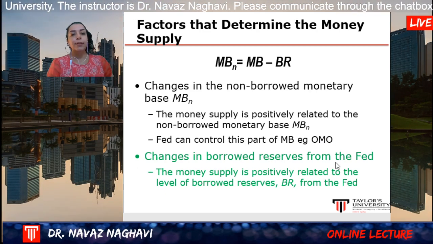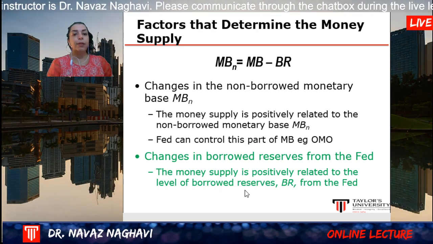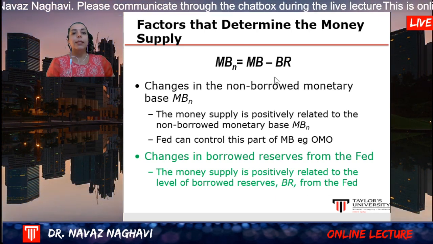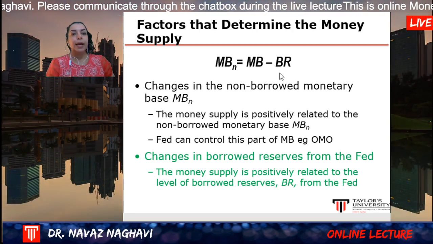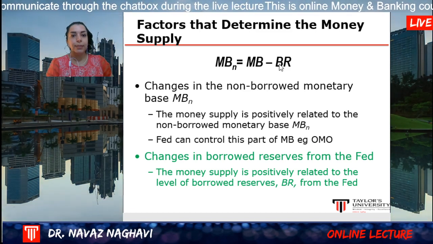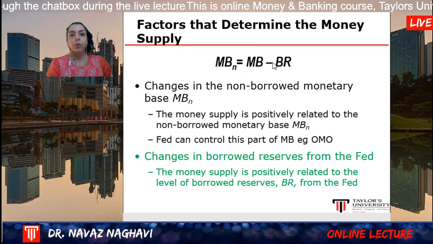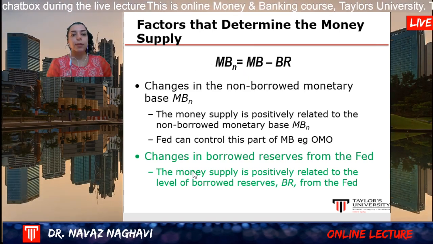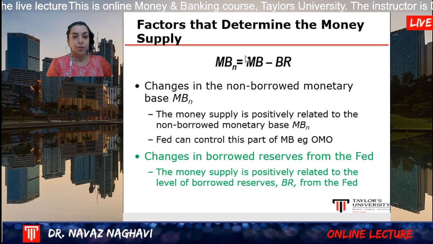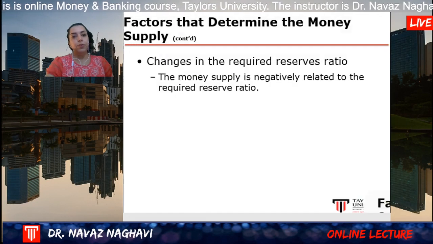Changes in borrowed reserve from the Fed. The money supply is positively related to the level of the borrowed reserve, BR, from the Fed. So it means that MB is positively related to BR as well. How can you say that? Because if you take BR to this side of the equation, you can see that BR and MB both affect the monetary base, right? So you take BR this side, it will be positive. That's why the changes in borrowed reserve are positively related to monetary base. And we know that this part is not much in control of the Federal Reserve.